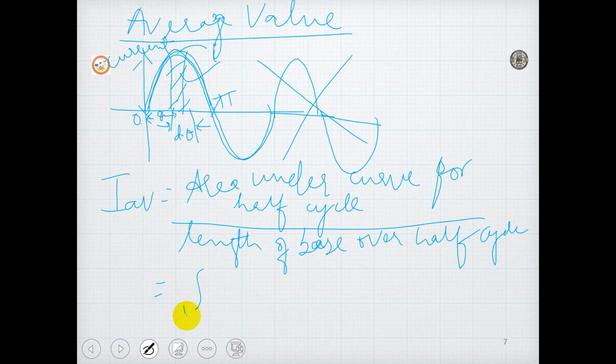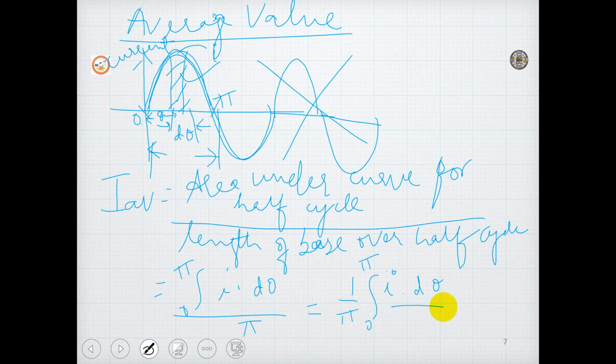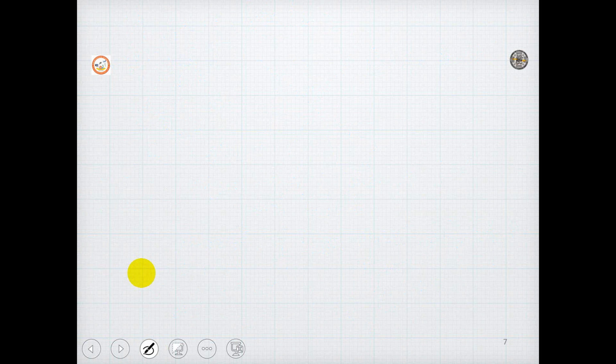So this can be written as the integral 0 to pi of I d theta divided by the length of the base over half cycle. The length of the base is pi. So you can take out 1 by pi outside, integral 0 to pi I d theta. Before integrating, let us substitute for I. For any alternating quantity, I is equal to Im sine omega t, or sine theta. Instead of omega t, we can say sine theta. So substitute I equal to Im sine theta and proceed with the average value equation.